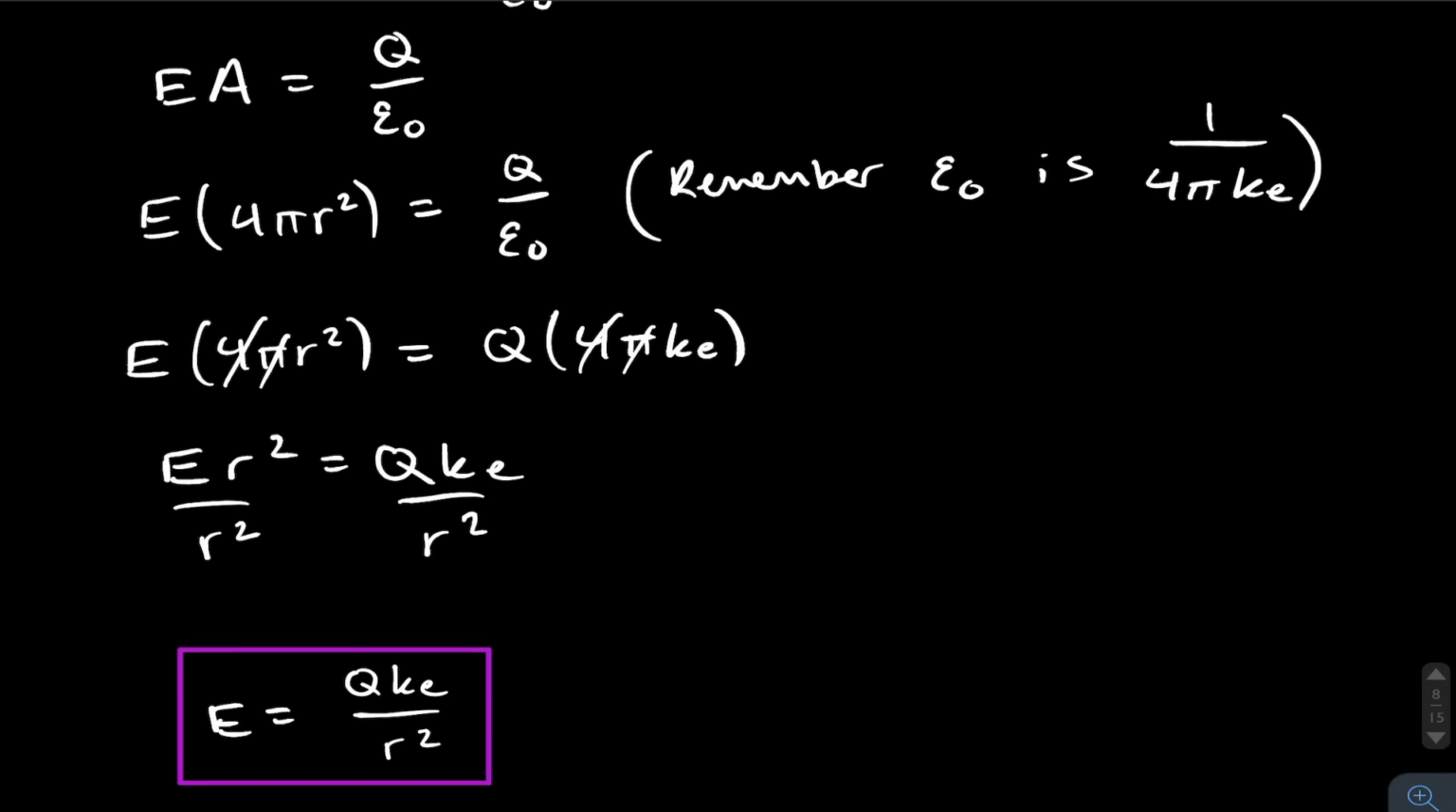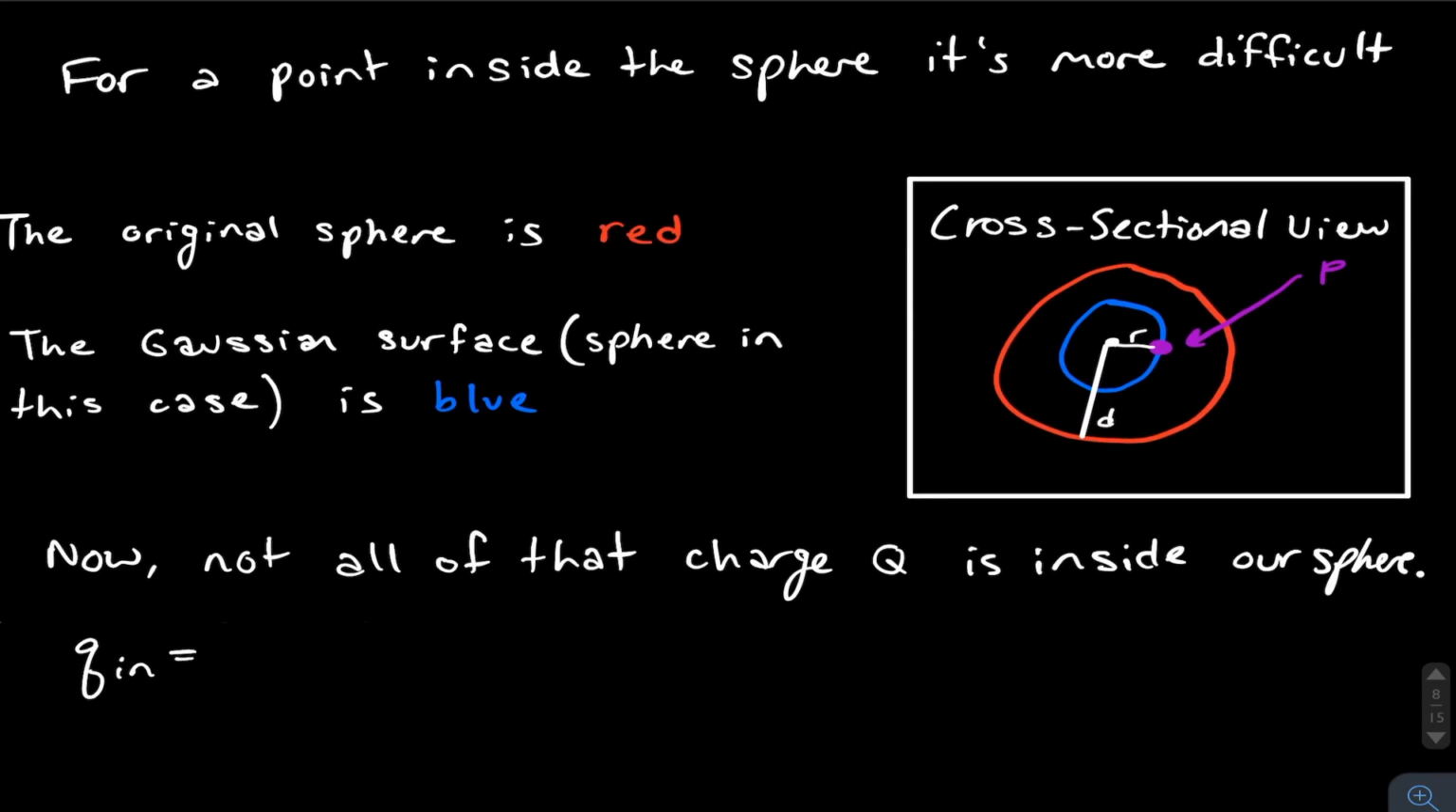There is a second part to this problem, and it's for a point inside the sphere. It gets a little more difficult. Here I have the original sphere in red again, as it was before. Now we're at some point inside the sphere, and we're going to make a Gaussian surface again, because at any point along this surface the electric field is going to be the same. We're the same radius away from the center of the original sphere.